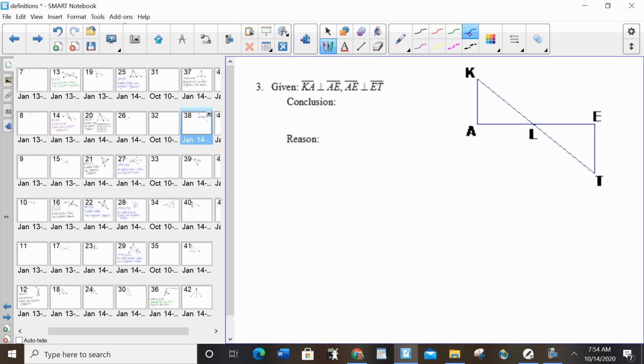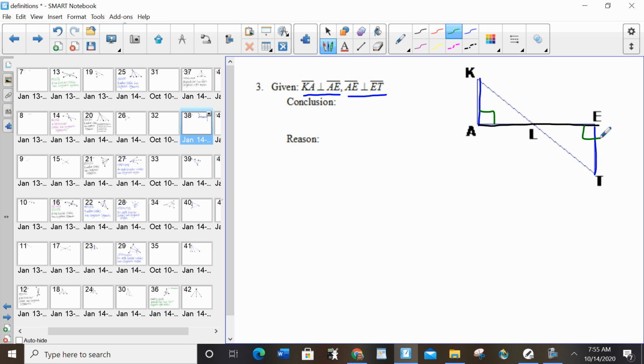There's two pairs of perpendicular. The first one is KA and AE. Where does the blue and the black meet? Well, they meet at A. However, there's only one right angle at A. Now I have another pair of perpendicular, AE and ET. So AE is black, I'll make ET blue. Where does the black meet the blue on the right-hand side? At E, and there's only one right angle there.